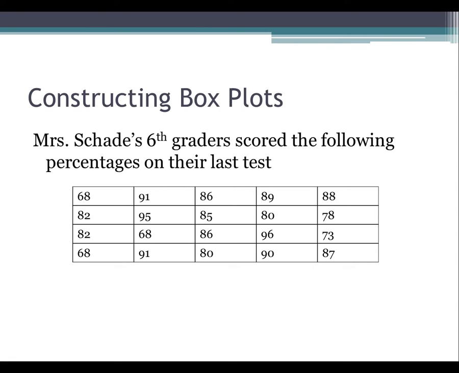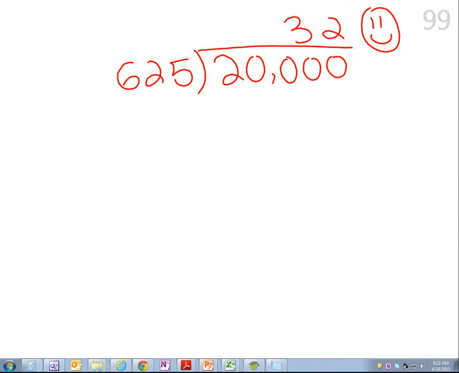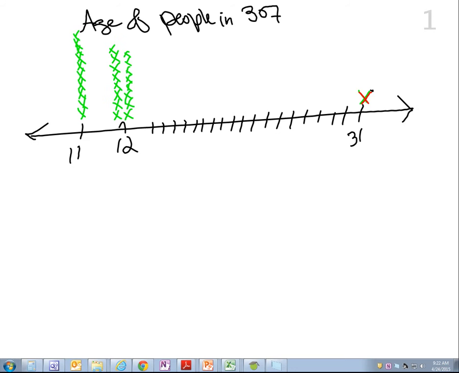So let's do this. Miss Shade's 6th graders scored the following percentages on their last test. We'll get to that later, right? So we're going to do this one together. Let's go to 1, not 99.